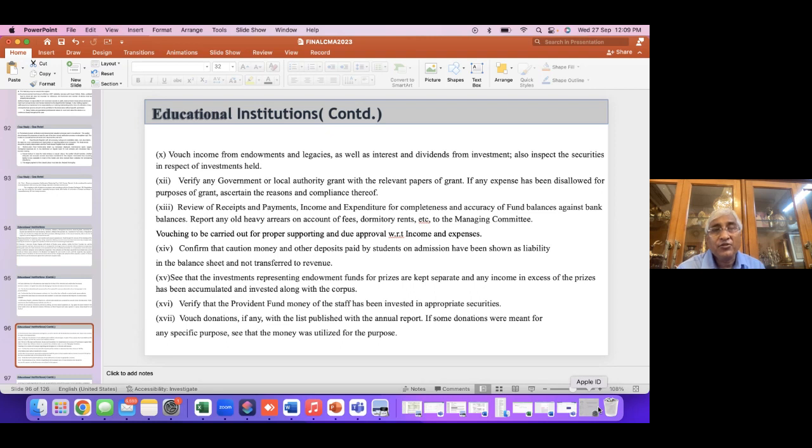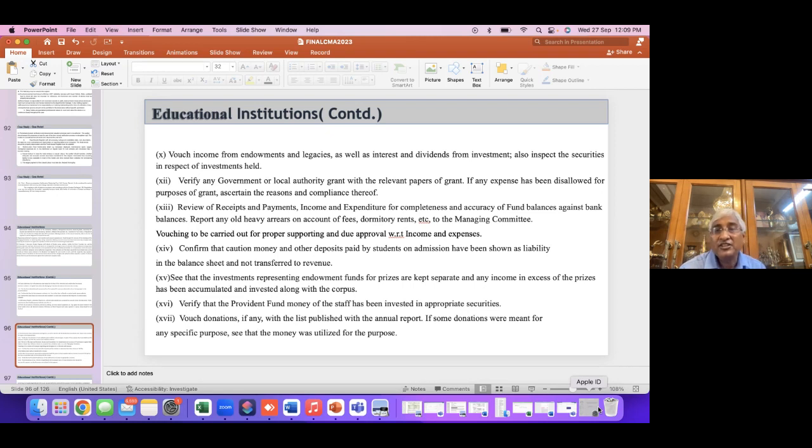So vouch income from endowments and legacies as well as interest and dividends from investments. Also inspect the securities in respect of investments, because if you can remember the famous Satyam debacle of Mr. Ramalinga Raju, there Xerox copies of fixed deposits were maintained as investments, and the original fixed deposits had already been encashed.